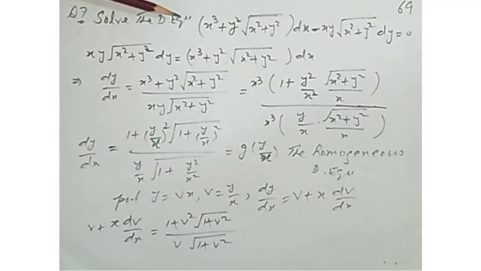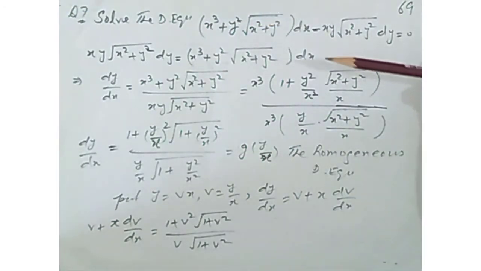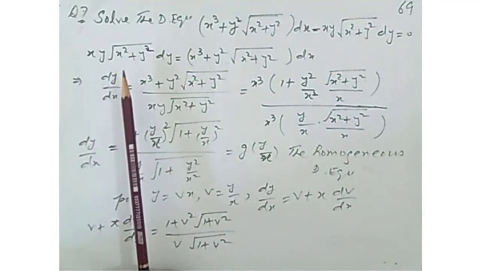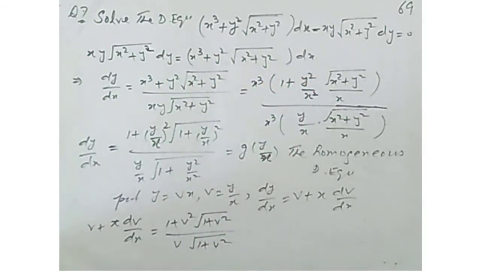Question 7, solve the differential equation (x cube plus y square under root x square plus y square) dx equal to minus xy under root x square plus y square dy. So we have xy under root x square plus y square dy equal to x cube plus y square under root x square plus y square into dx. So dy by dx is x cube plus y square under root x square plus y square divided by xy under root x square plus y square.